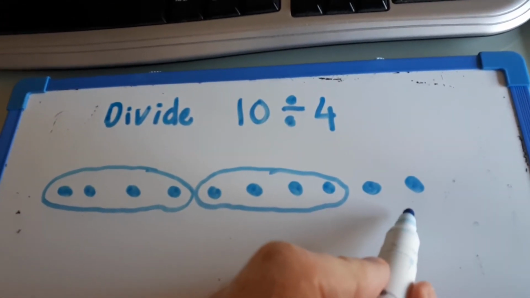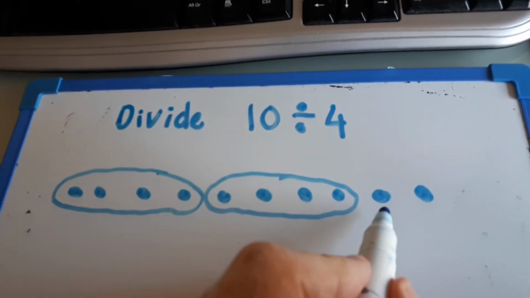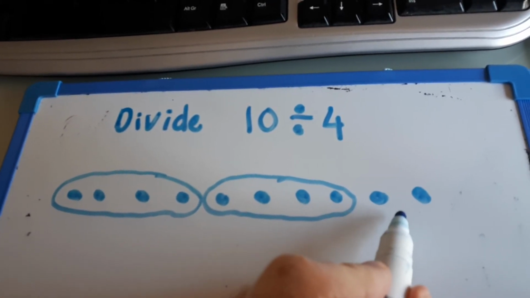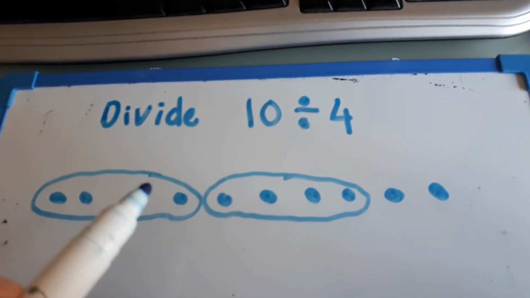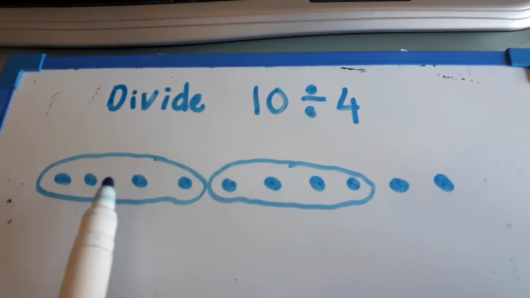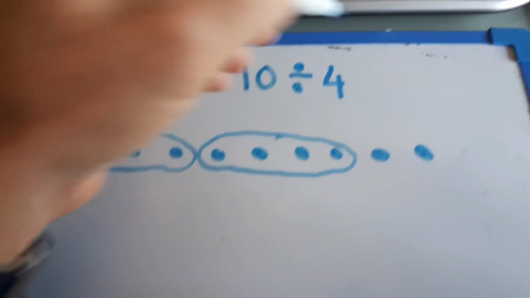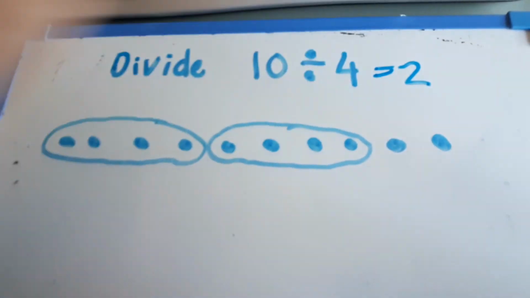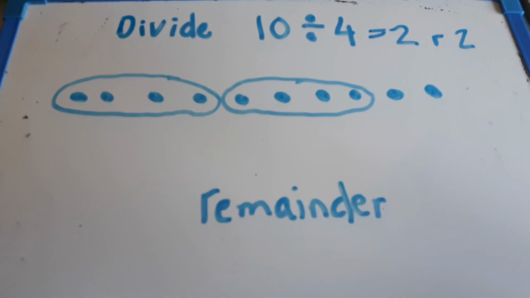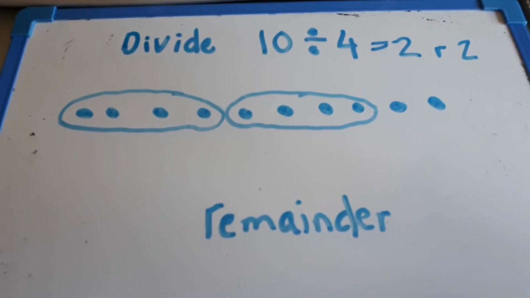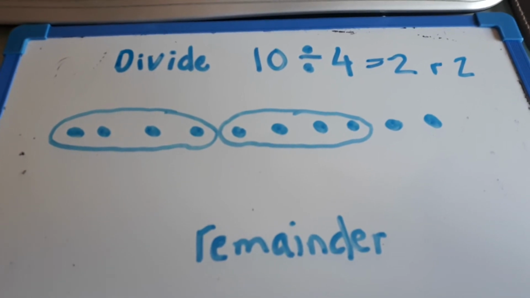Oh, wait now. I can't make another group of 4 because I've only got 2 people. I've got 2 dots left over. So 10 divided by 4 will be 2. I have 2 groups of 4. And my remainder will be 2. So my remainder is 2.